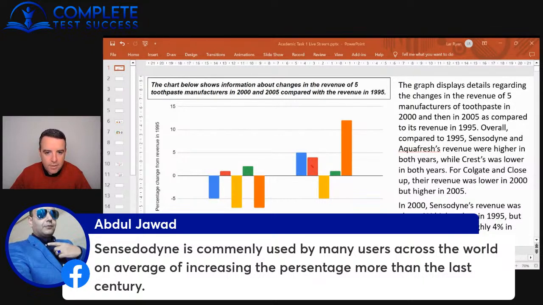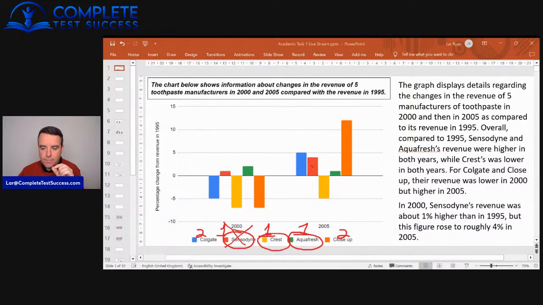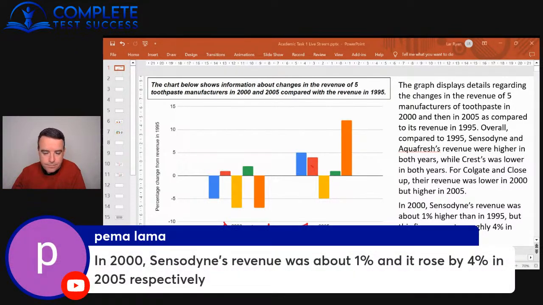Sensodyne is commonly used by many users across the world on average of increasing percentage more than the last century. No, you need to give the actual data. So we're not commenting on what we see. We're describing what we see. So don't include your opinion or your analysis of the data. Just include what is the data. So basically the data would be described in a way that somebody could take your answer and draw the graph based on what you've given them. So you're just giving them the information and no comments on any of that.